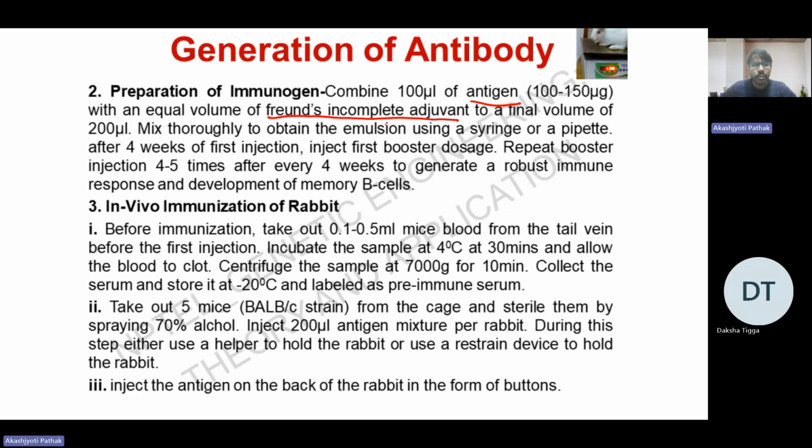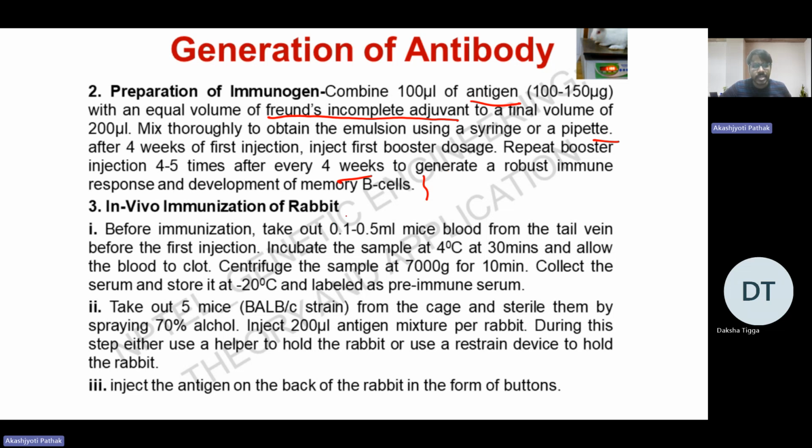So finally, you mix this antigen with your adjuvant, and then you get an immunogen. Mix thoroughly to obtain an immune emulsion using a syringe or pipette. Repeated booster injections have to be applied 4 to 5 times, every 4 weeks, to generate a robust immune response and development of memory B cells. Once you have the memory B cells, they can be triggered to generate your antibody.